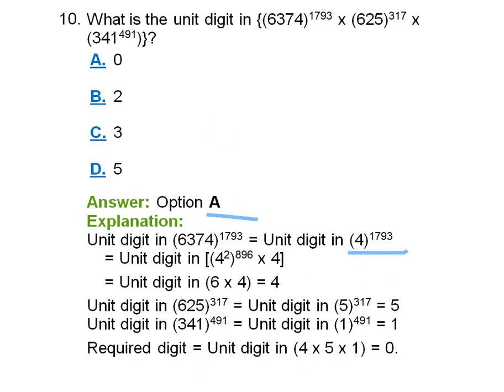So as you can see, the solution is very confusing. So what happens is we have taken the last digit of each number, like 4 to the power 1793. Then similarly for 625 we have taken 5 to the power 317. For 341 we have taken 1 raised to the power 491. And at last what we did is the unit digits 4, 5 and 1 we have multiplied, that is equal to 0. Now why 0? So that's why your answer is option A.